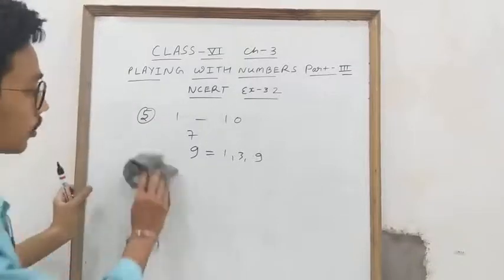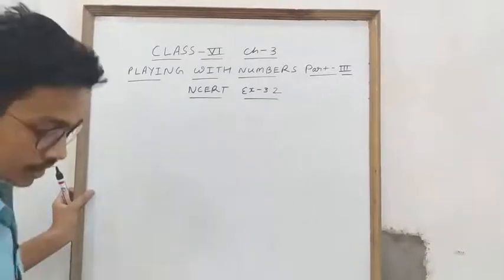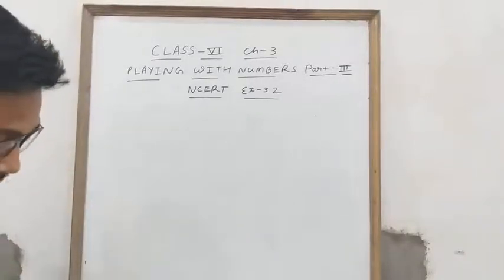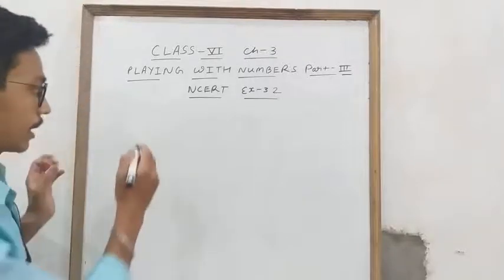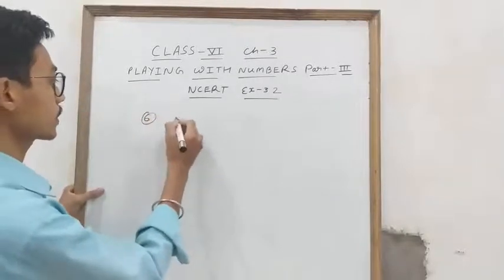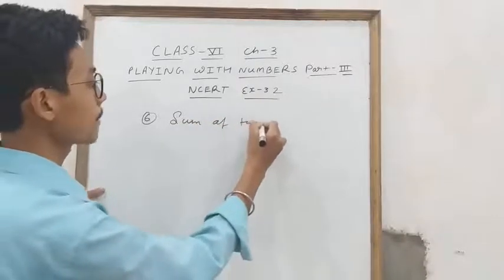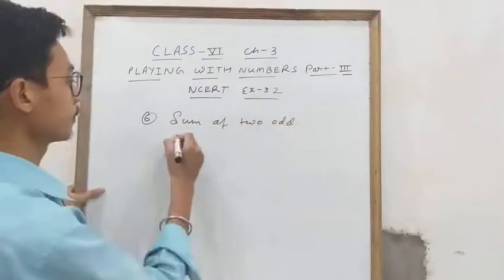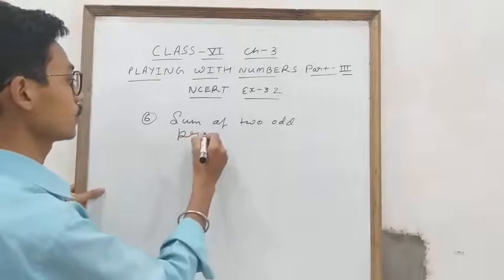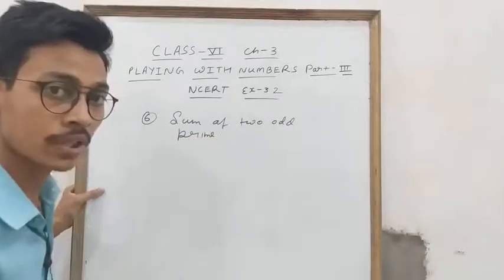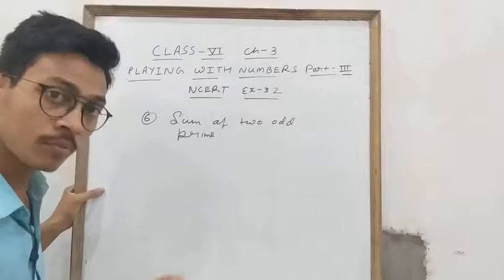Now, you can also check this one. Next question is given, student. Express the following as the sum of two odd primes. Six. You have to do this question very carefully. Sum of two odd primes: the number should be odd, the number should be prime.